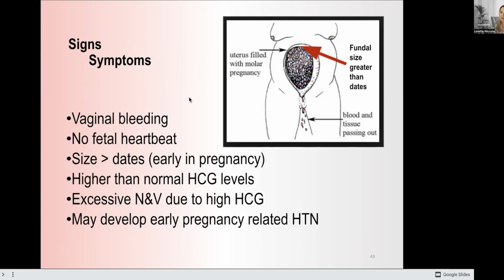And the HCG is at a higher level here because these cells produce the HCG. So we get a higher than normal HCG. Excessive nausea and vomiting due to the high HCG, because that is strictly related to that hormone, causes nausea and vomiting in the mom. And then this patient could develop an early pregnancy-induced hypertension. That is possible.